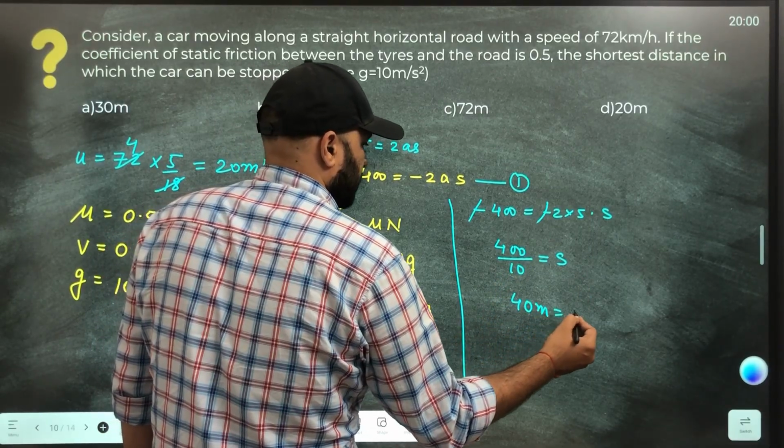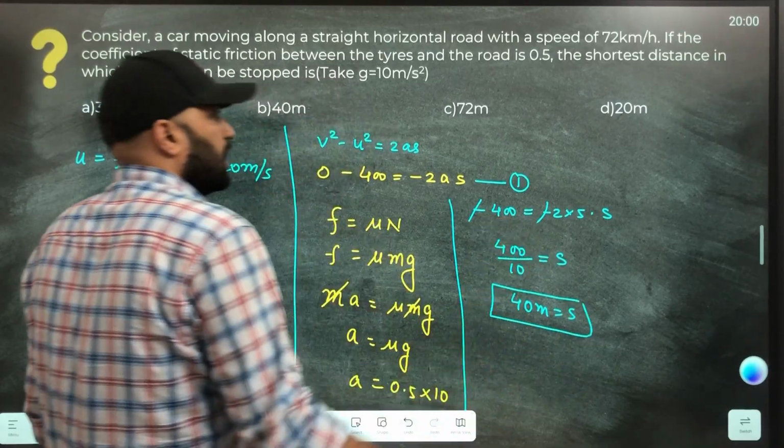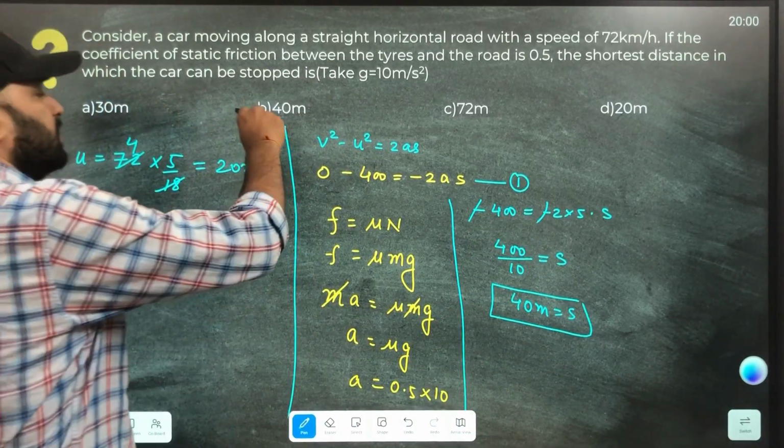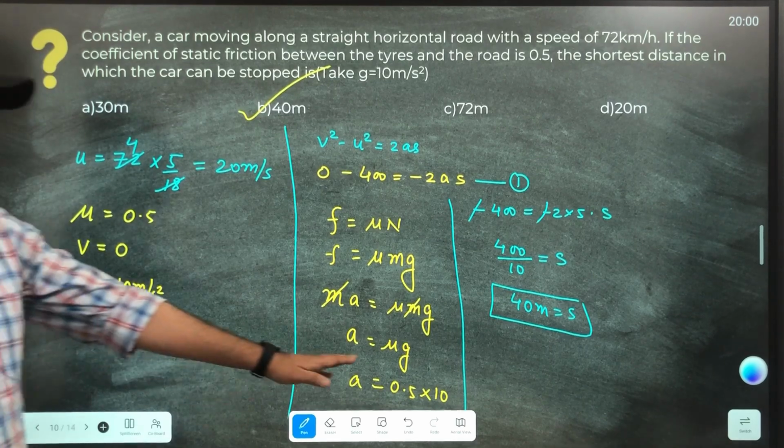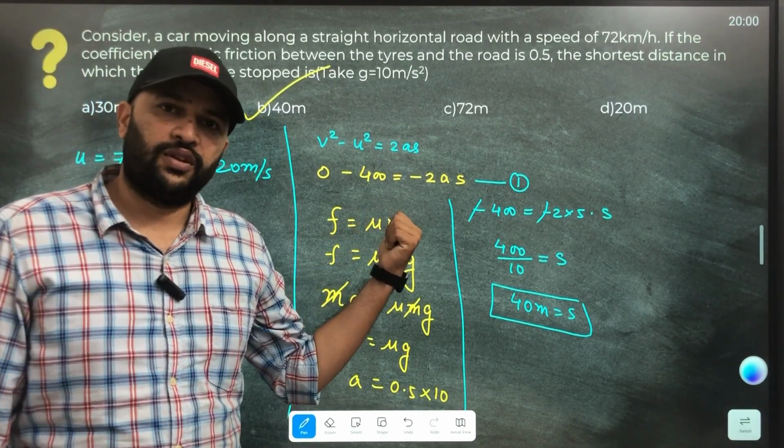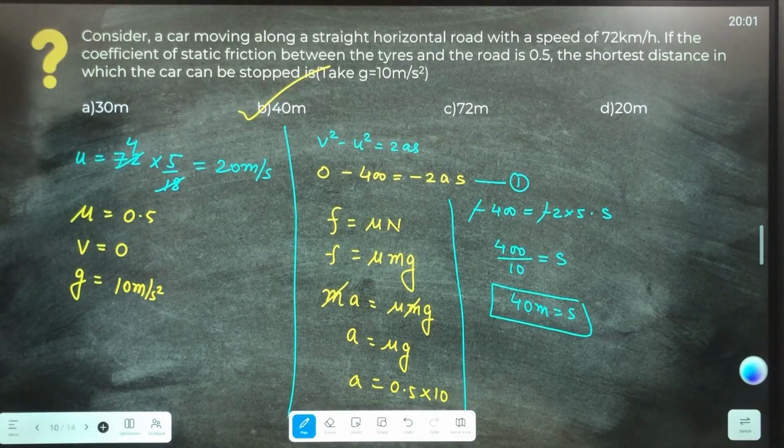I hope this is clear. Okay, the car will stop in 40 meters. Clear? Because of this particular coefficient of friction on the horizontal road. Let's see the next question.